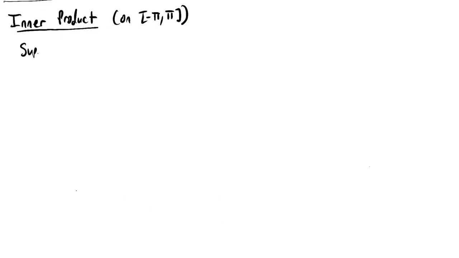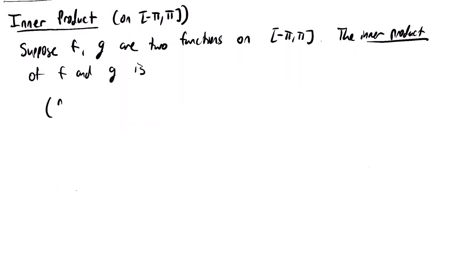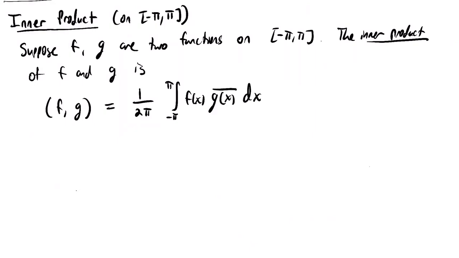Right. So let's suppose that f and g are two functions on the interval minus pi to pi. Right, so the inner product of f and g is defined to be, well, we write f comma g in parentheses, and this is equal to 1 over 2 pi integral from minus pi to pi of f of x times the conjugate of g, complex conjugate, dx. Right, and so we're allowing our functions to take complex values.